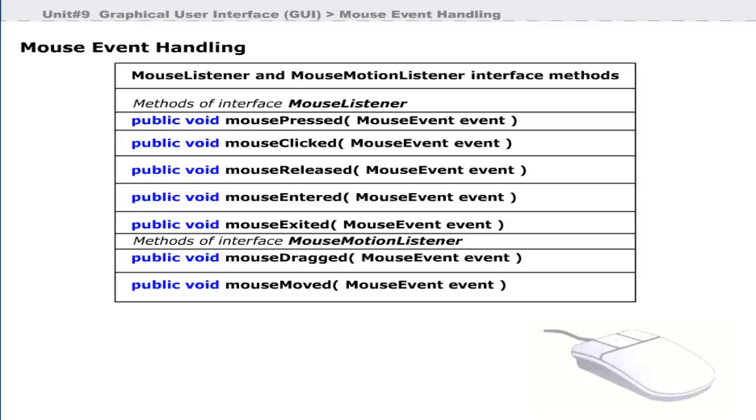Now we will see some mouse event handling methods defined in MouseListener and MouseMotionListener interface. The general form of these methods is given here. The mouse event handling methods include mousePressed, mouseClicked, mouseReleased, and mouseExited. mousePressed is called when a mouse button is pressed on a graphic component. mouseClicked is called when mouse is pressed and released without moving the mouse cursor.